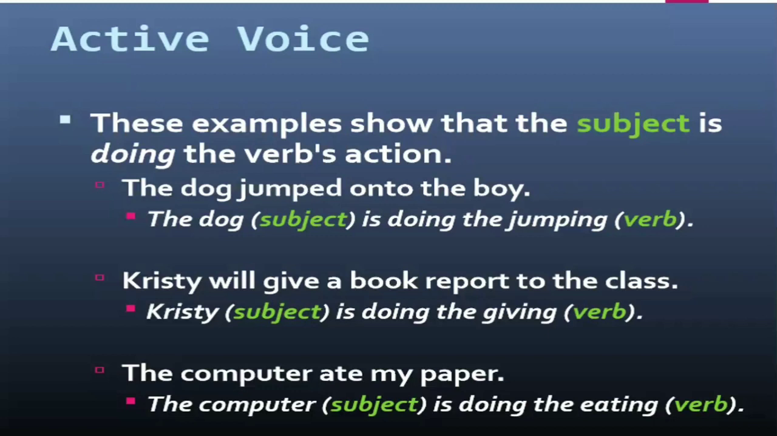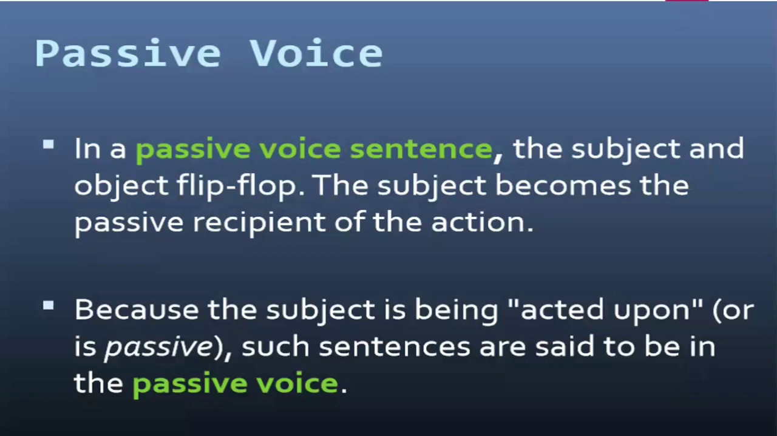Third example, the computer ate my paper in the past. Ate. The computer did the action in the past. The computer, the subject, is eating, right? So it's doing the action. That is why we call it active voice.